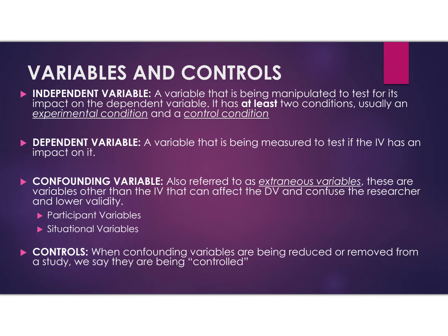The third type of variable are confounding variables. We can even refer to them as extraneous variables. And these are variables other than the IV that can affect the DV, and they lower validity. And within them, we have two types: participant variables, situational variables. And when we cannot control these, we call them uncontrollable variables.